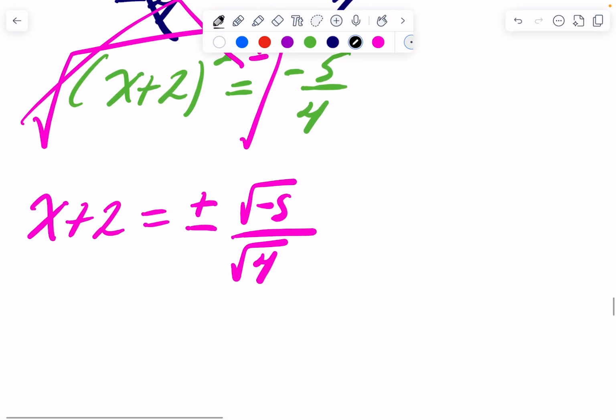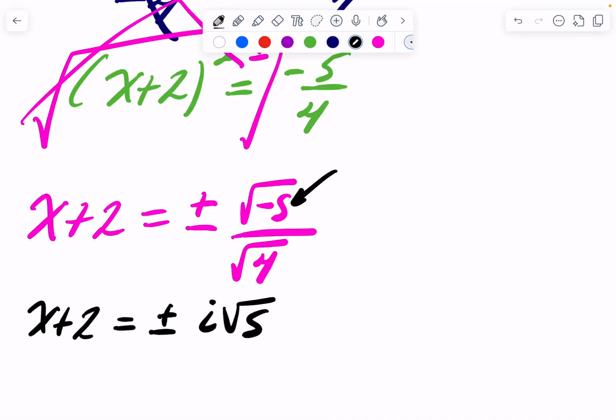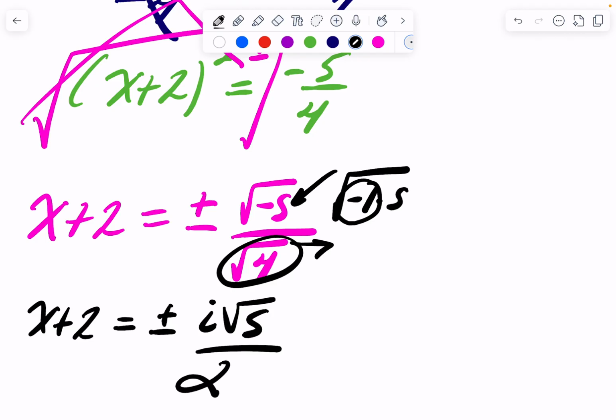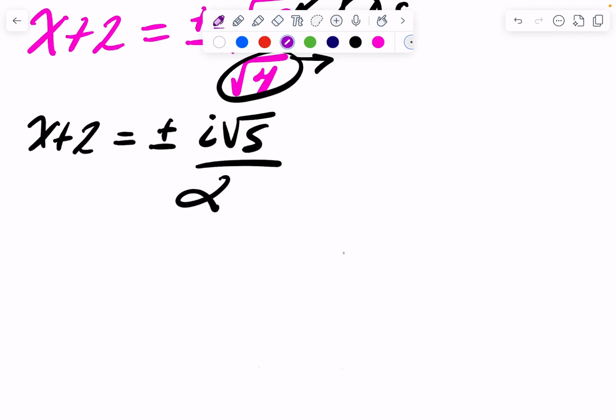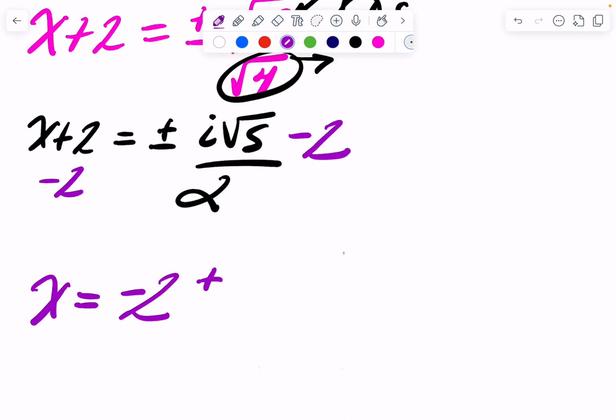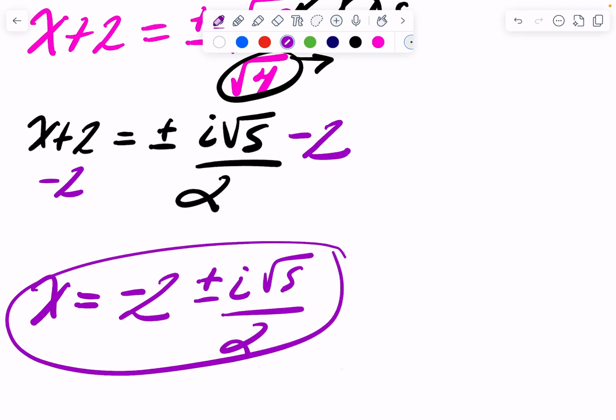So now from there, simplify your radicals. So that would be x plus 2 equals plus and minus i square root of 5, right? That's the same thing as the square root of -1 times 5, so we pull out an i. And then on bottom, the square root of 4 is just simply 2. Now from here, get x alone, so we'll subtract 2. Order doesn't matter. It's more common to write -2 plus and minus i square root of 5 over 2. So 2 imaginary solutions.